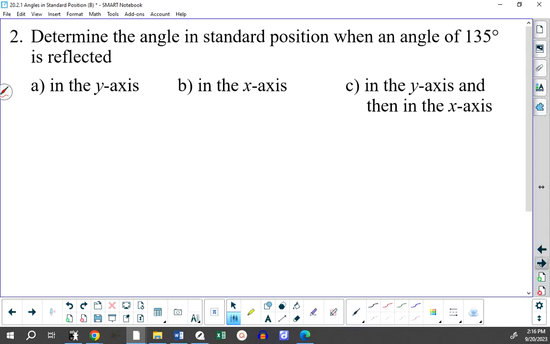What if I reflect, are we done with that question? Okay. What if I reflect an angle in standard position that is 135 degrees? What if I reflect the terminal arm in the y-axis? So the difference here between this question and the one we just did, I'm not getting you to draw it. Okay? But I don't want you to do it without drawing it. I want you to draw it.